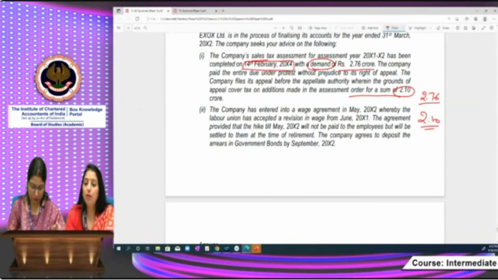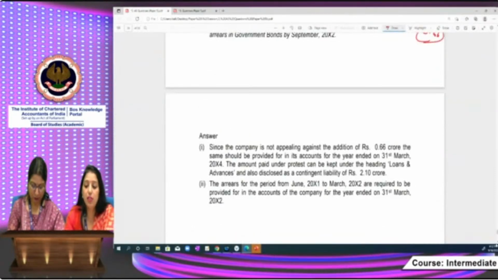Now, the information provided is that the company has appealed for only 2.10. For the remaining amount of 0.6, what will we do? Since the company is not appealing against the addition of 0.6, the same should be provided for in its accounts for the year ended 31st March. The amount paid under protest can be kept under the heading loans and advances and can be disclosed as a contingent liability of 2.10 crore.